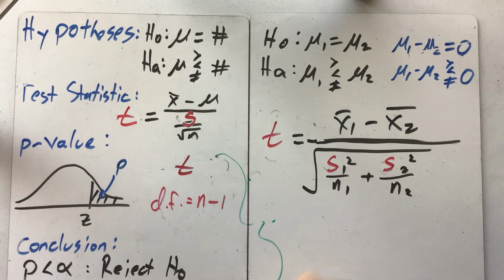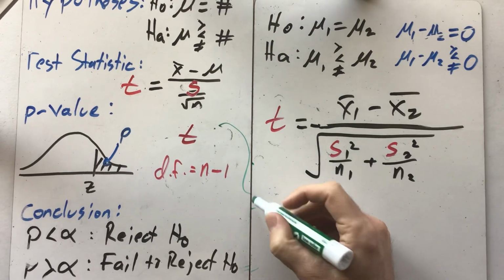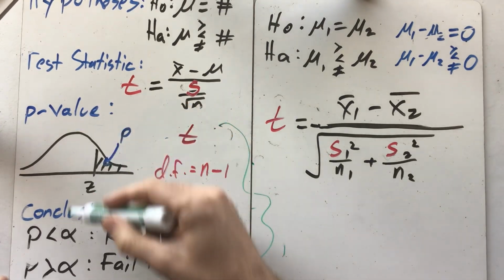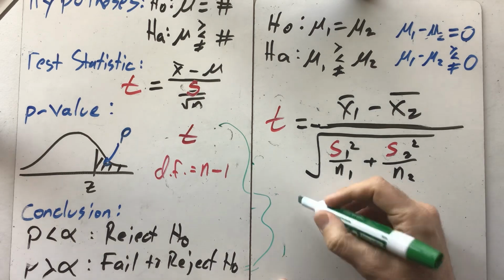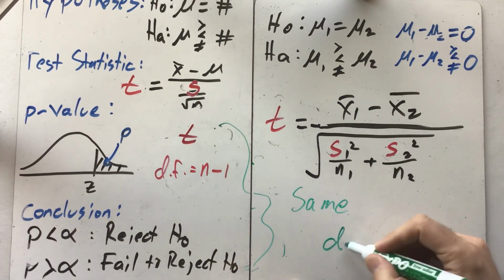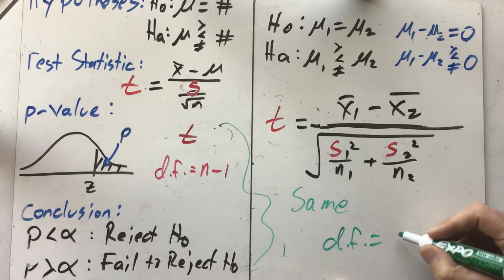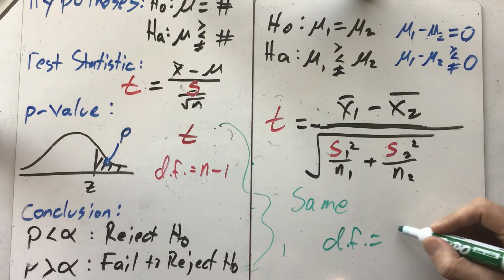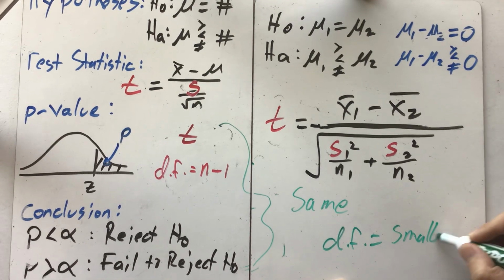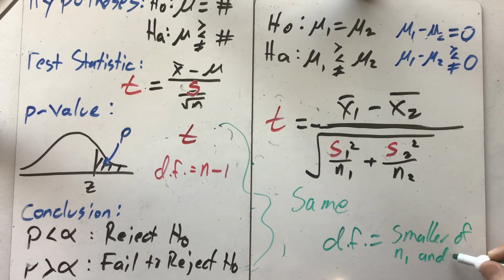And similarly, my p-value and conclusion are calculated the same basic way, except I have to ask myself, what are my degrees of freedom? Well, we're going to use a very simple degrees of freedom. We're going to take the smaller of n1 and n2, and then subtract 1.